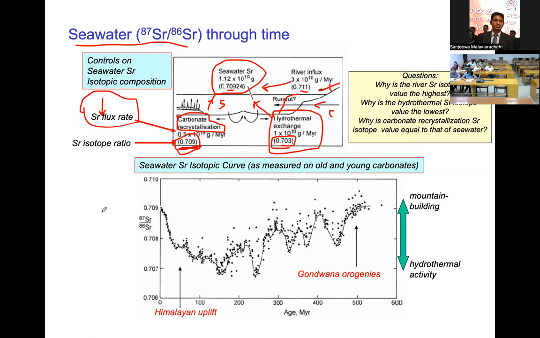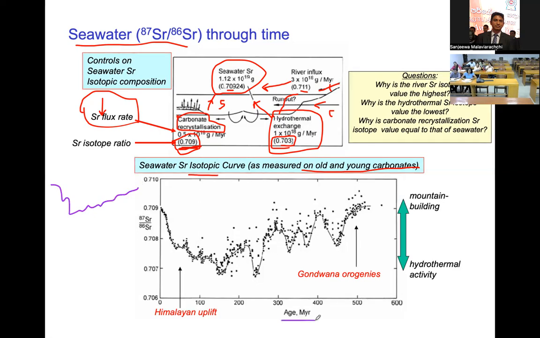So you can see this seawater strontium isotopic curve, which has been measured from old and young carbonates, giving a variation like this. You can see a curve, right? Some fluctuation like that, right? Some curve is there with time.